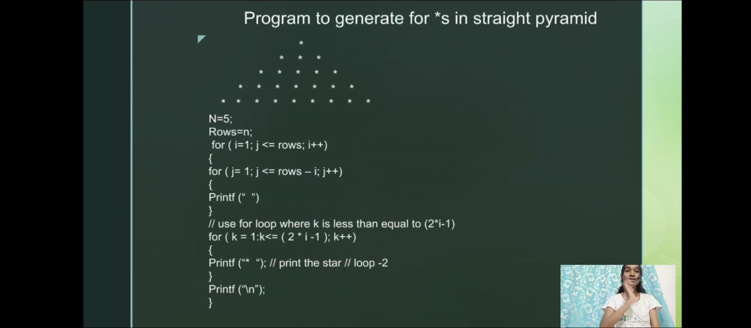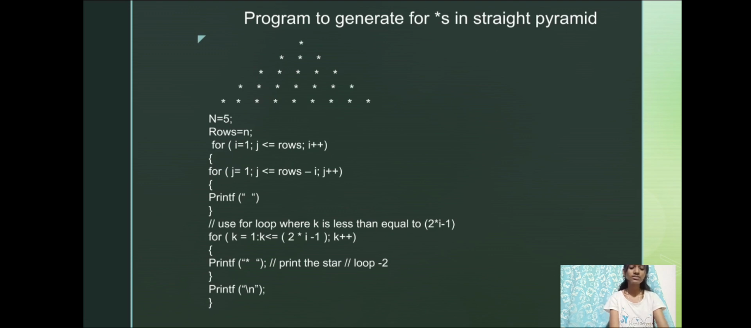So for example, we are going to study a program to generate a straight pyramid. So we are having a pyramid of stars. We use n equals 5. There are 5 lines, so we are using n equals 5. So there are 5 rows. Rows equals n. There are n number of rows.